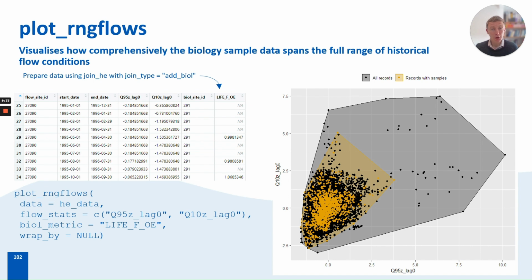The small number of black points which fall outside of the orange polygon are, A, very infrequent, and B, they represent extremely high, unusually high flow conditions at these locations. And it's only under those extremely high flow conditions that we have an absence of biology data. So we can be therefore confident that we have a good data set for modelling and that we can use any calibrated model to make predictions under quite a wide range of flow conditions.